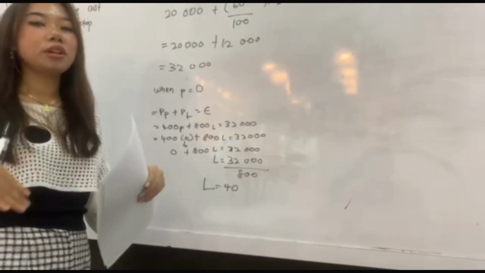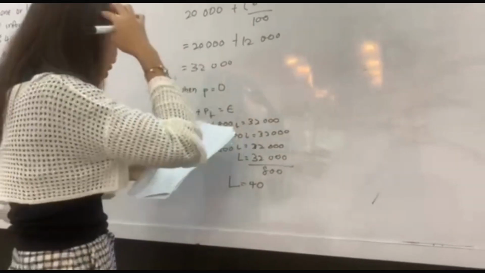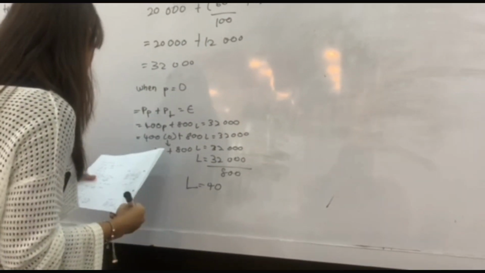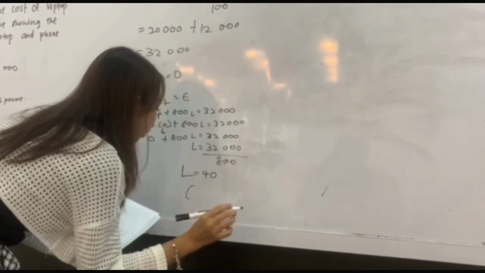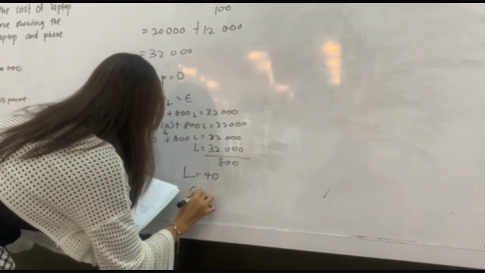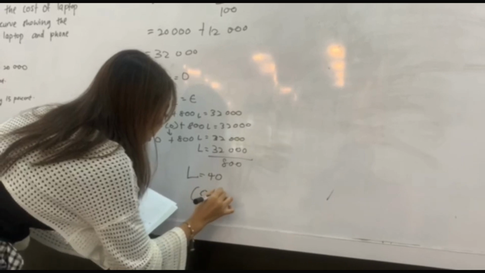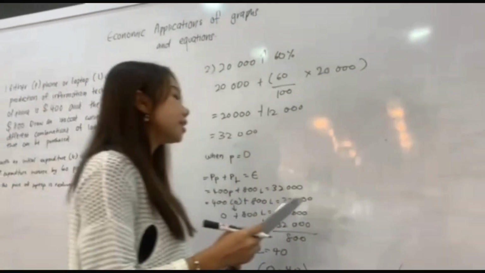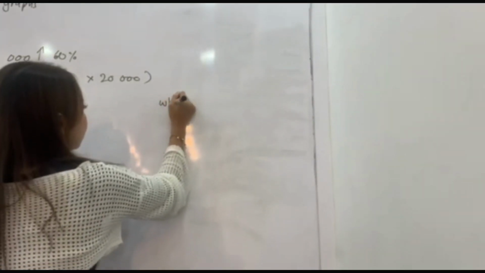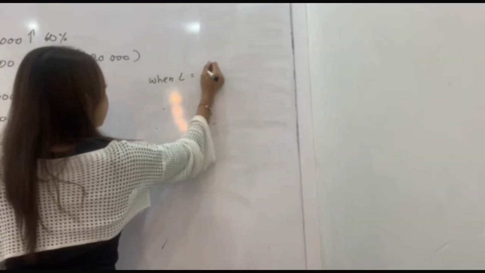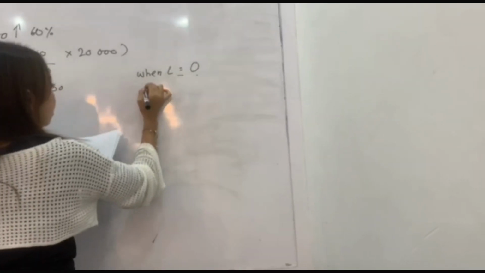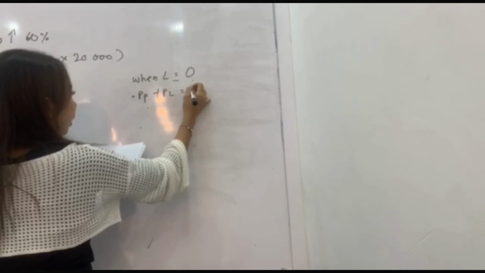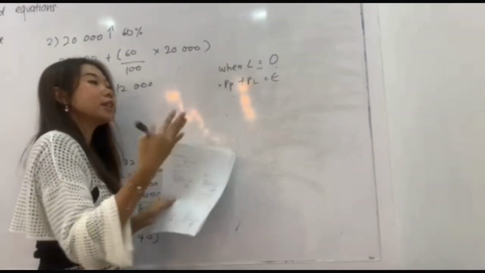So you will understand more after you do the question. So we get 40, and don't forget to open the bracket and put the answer (0, 40). So this is the first step. For the second step is when L equals 0, we get PP, PL, and E. So E stands for expenditure.